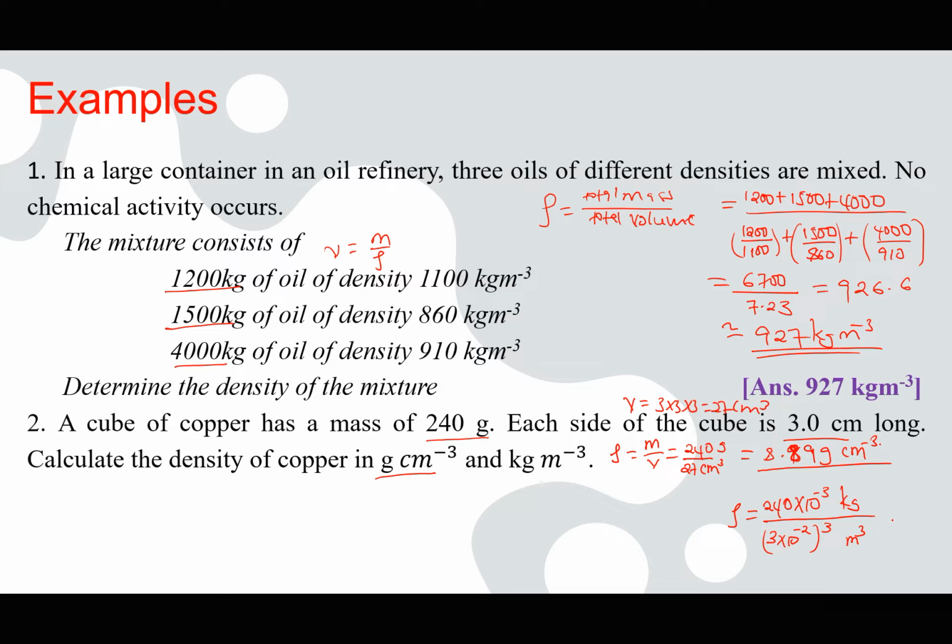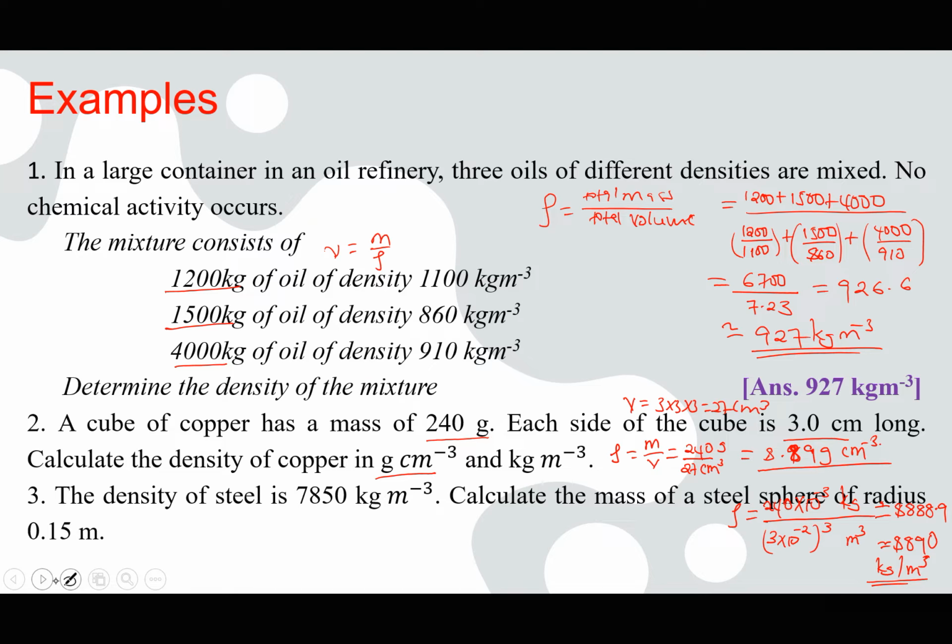So I'll try to press my calculator again. This gives me 8.9, or approximately 8,890. That would be in kilograms per meter cubed. Those are three significant figures, in kilograms per meter cubed. So that would be the density in that case. Okay.